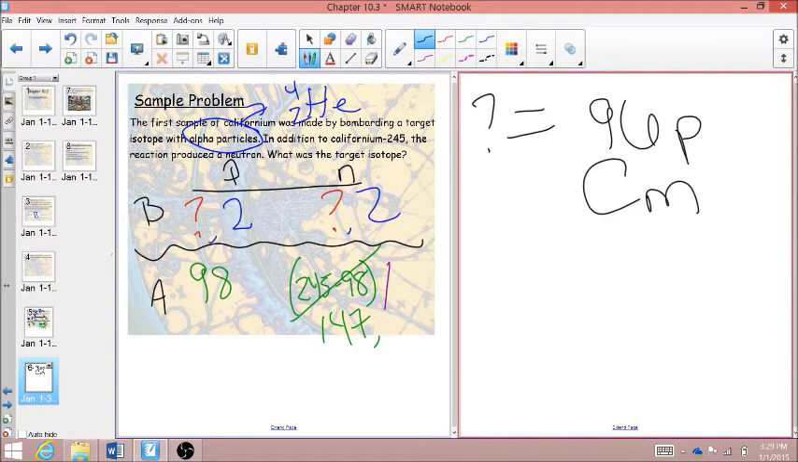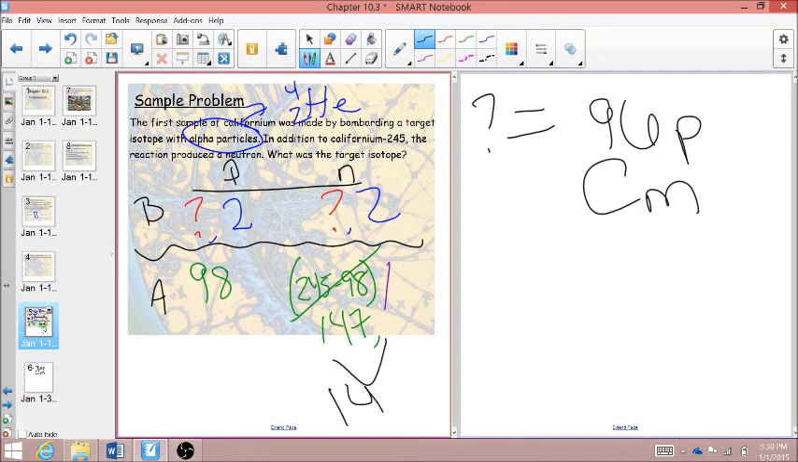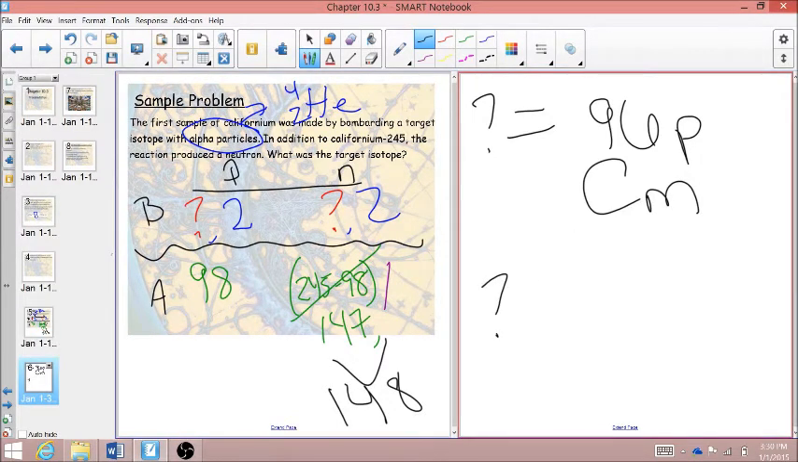So now we have to do the same thing with our neutrons. So we have 147 plus 1 is 148 total neutrons after the transmutation. And we started with question mark, whatever our element had, plus 2. So our question mark, our curium, had a total number of 148 minus 2 is 146 neutrons.